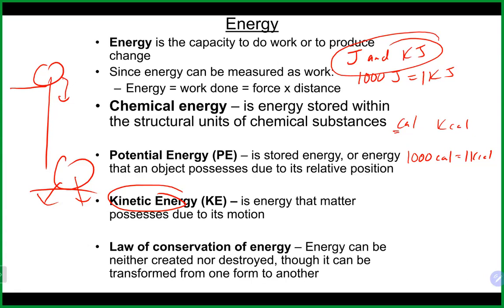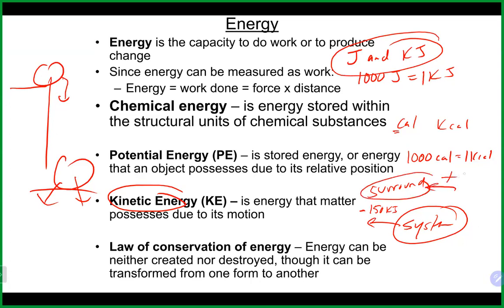So for example, say we just had our system here and we had our surroundings. Now let's say our system gave off negative 150 kilojoules of energy. That would be negative because it's exothermic for our system, but our surroundings would then pick up positive 150 kilojoules. So it's positive for our surroundings because it's endothermic, as we'll talk about.